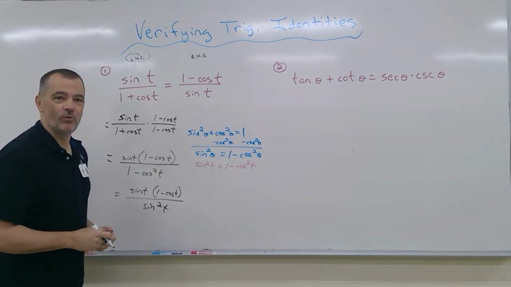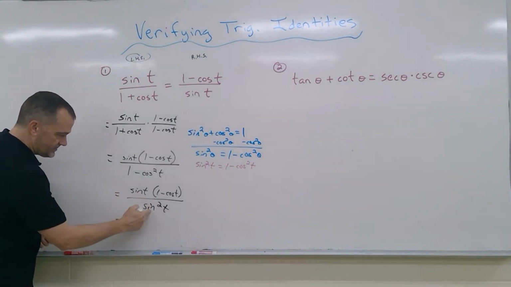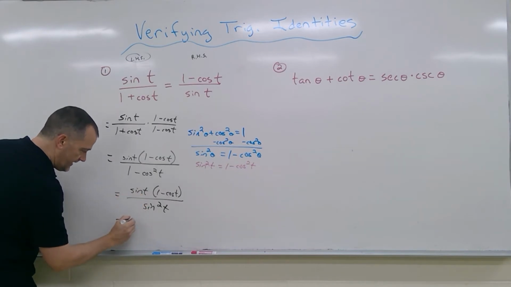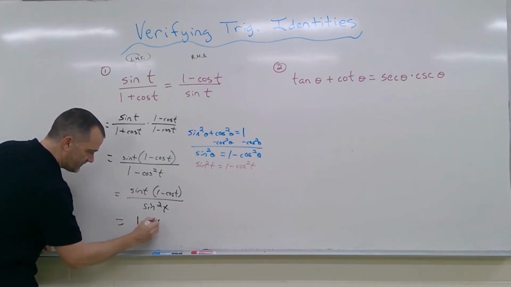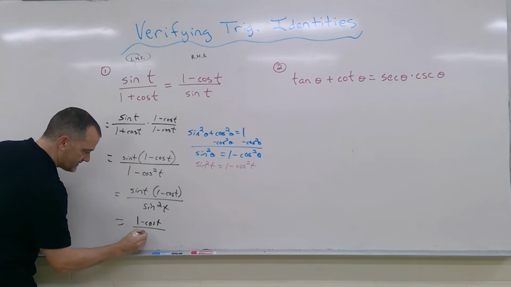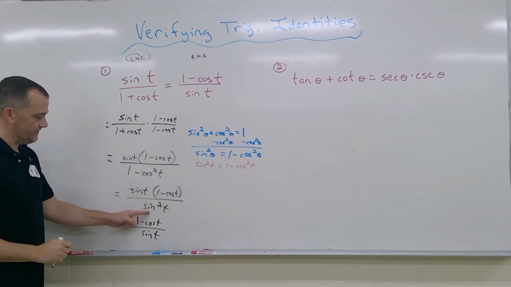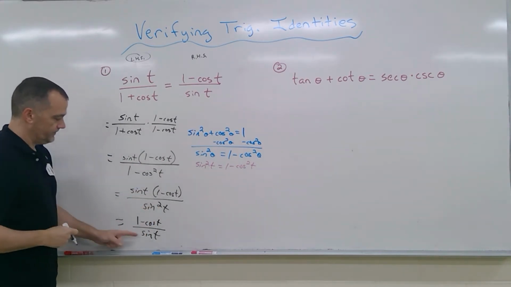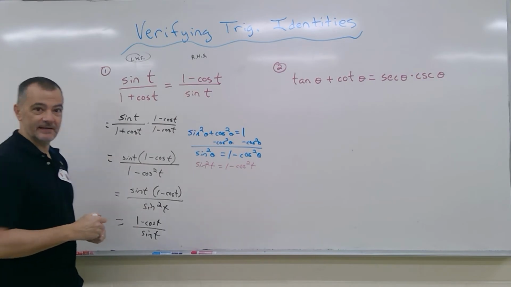And now we see what happens. These two, one of these can cancel out, and I'm left with 1 minus the cosine of t, all divided by simply the sine of t. Because pew, pew, which is the same thing.